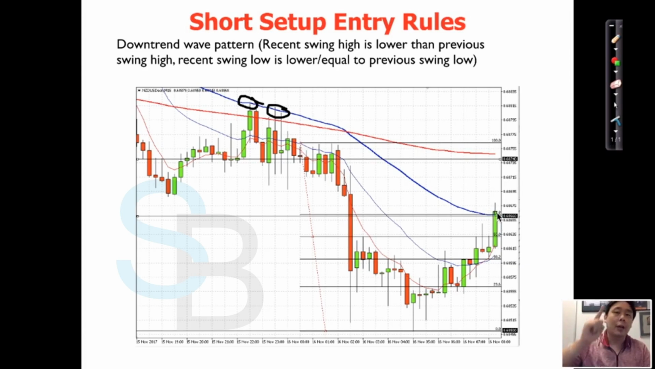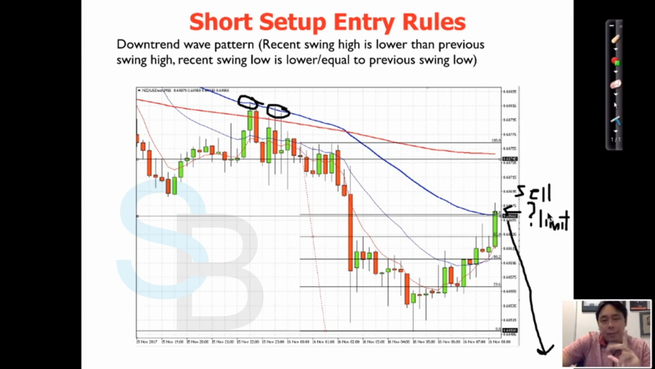Okay, so question, would you take this trade? Would you put a sell order right there at the 50 moving average? Would you anticipate that it's going to come down? Okay, would you put a sell order here, sell limit order? So again, take a minute and think about it. Does it fulfill the criteria we have talked about just now? Okay, give yourself a minute and think, would you take this trade?